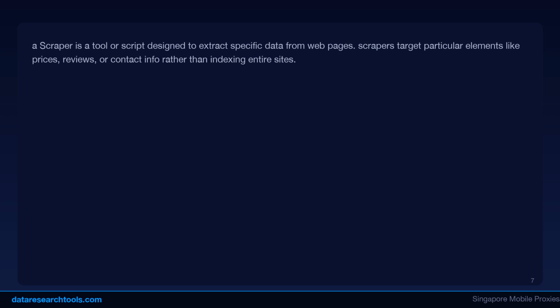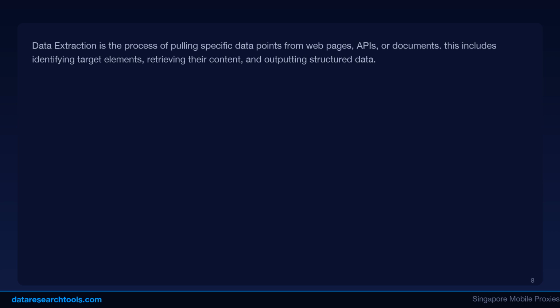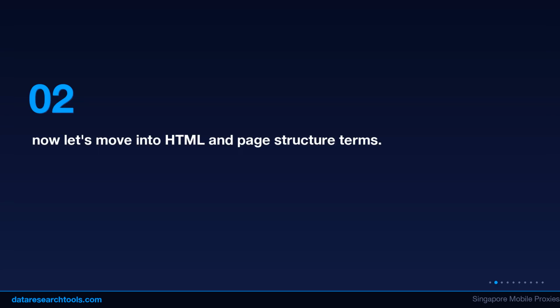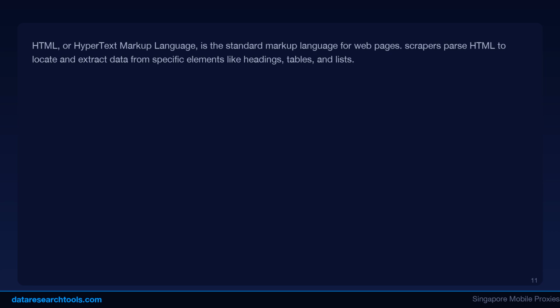A scraper is a tool or script designed to extract specific data from web pages. Scrapers target particular elements like prices, reviews, or contact info, rather than indexing entire sites. Data extraction is the process of pulling specific data points from web pages, APIs, or documents. This includes identifying target elements, retrieving their content, and outputting structured data. Data parsing means converting raw, unstructured data like HTML, JSON, or XML into a structured format suitable for analysis or storage. Parsing is a critical post-extraction step.